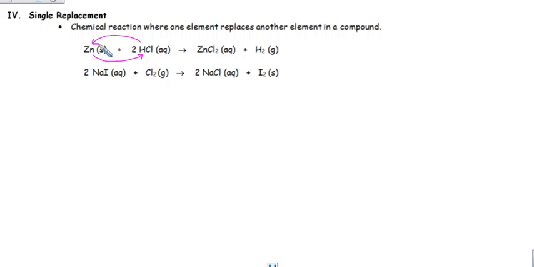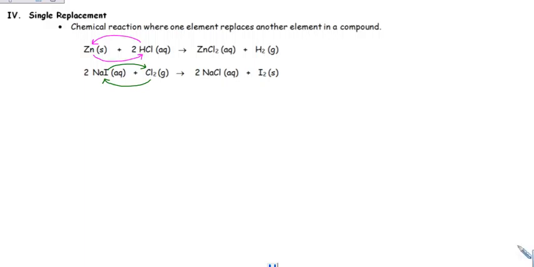In the second example, we have a single element in chlorine. And again, it's diatomic, but that's okay. It's not in a compound. And if I look at the product side, chlorine has now bonded to sodium. Chlorine must have replaced iodine. It's as if chlorine and iodine switch spots. A single replacement: a single element will replace an element that's already in a compound.